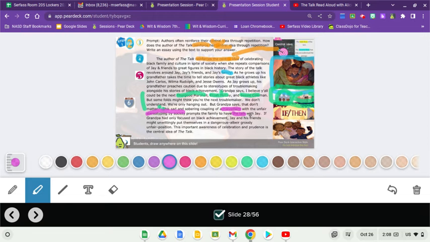Here is our if and then. Please highlight that word if. If Grandpa had only focused on Black achievement, comma, Jay and his friends might unwittingly put themselves in a dangerous, albeit grossly unfair, situation. This important, there's that word important, awareness of celebration and prudence is the central idea of the talk. There's a celebration and prudence being practiced, both, right? And our if and then right there used to analyze.